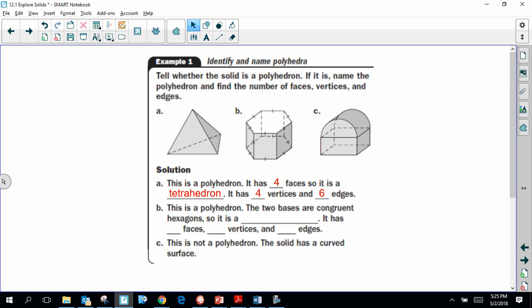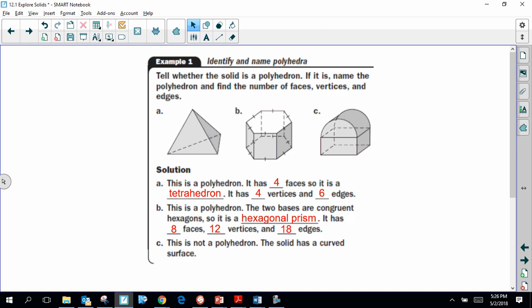Figure B also is a polyhedron because it's made up of nothing but polygons. The bases are hexagons, so here we would name this a hexagonal prism, depending on the region of the country that you may be from, the emphasis on the A. They're both fine. But here we're going to have 8 faces, 12 vertices, and 18 edges.